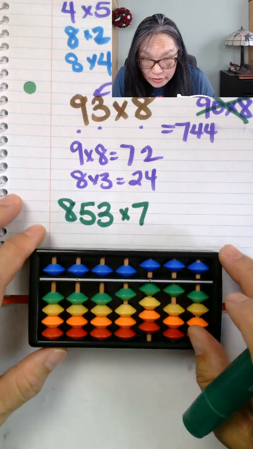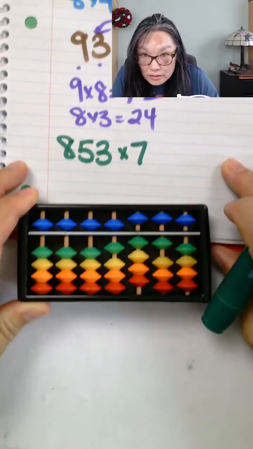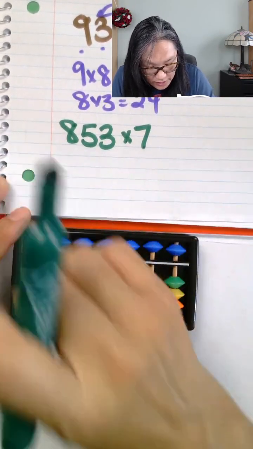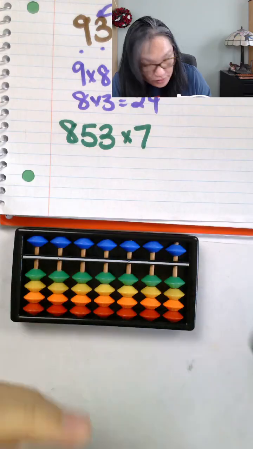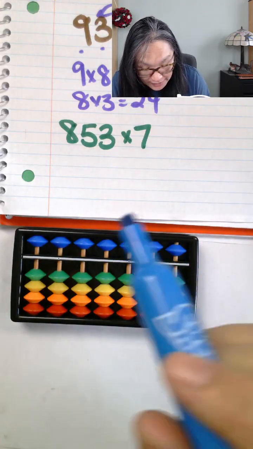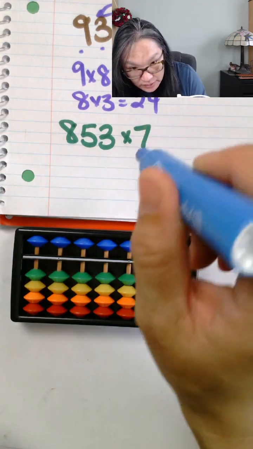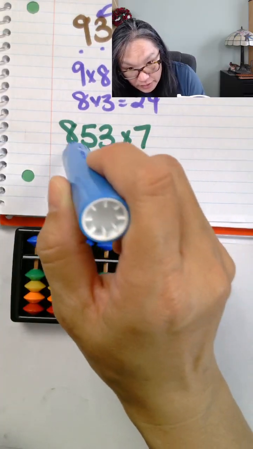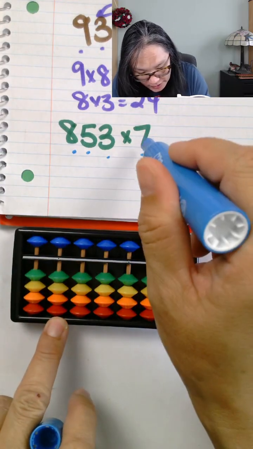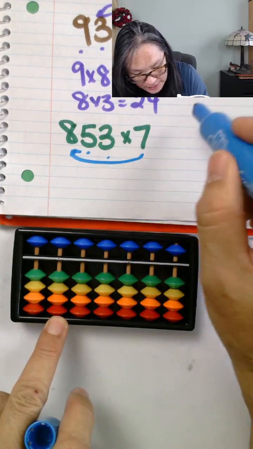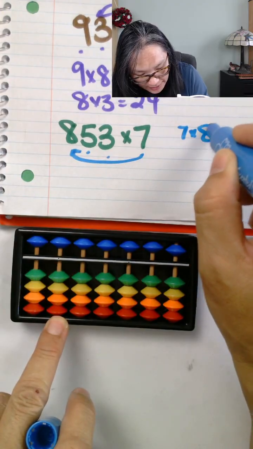So what are we going to do? What is our starting point? There we go. What is our starting point? Where are we going to put our answer? We're going to count it, right? We count 1, 2, 3, 4. 4 digits. 1, 2, 3, 4. So the first thing we're going to do is 7 times 8.